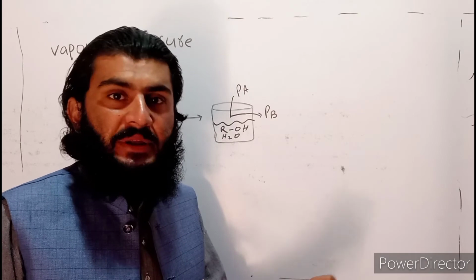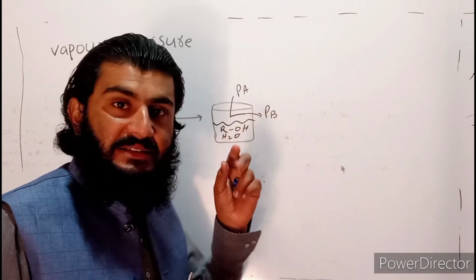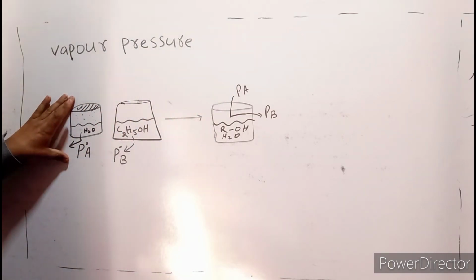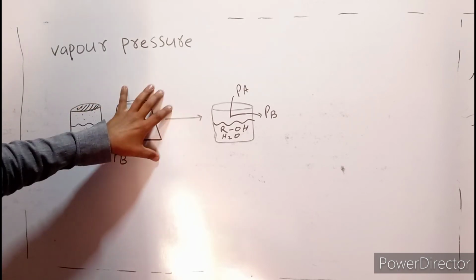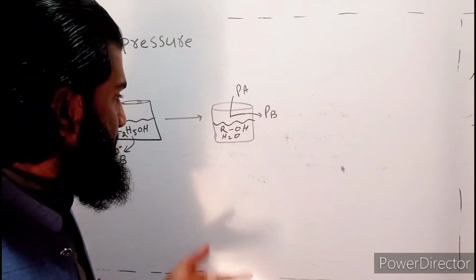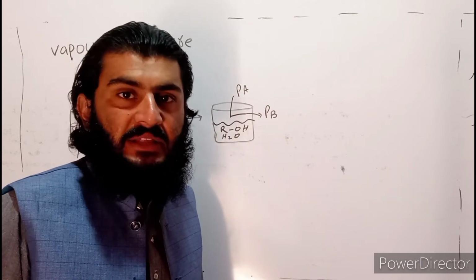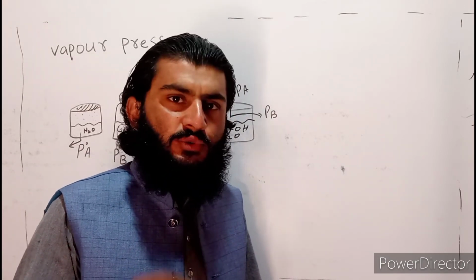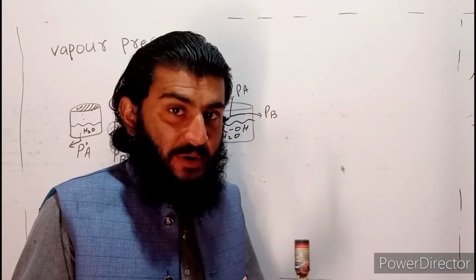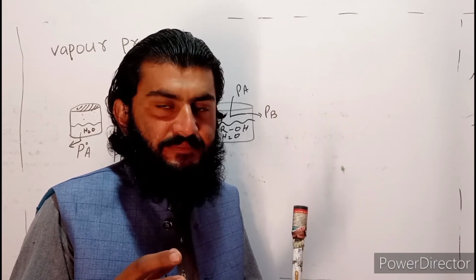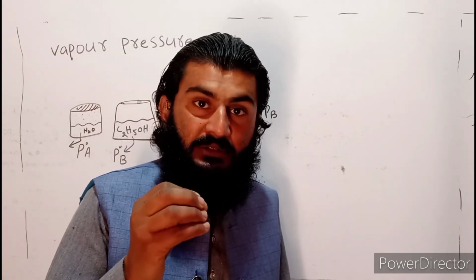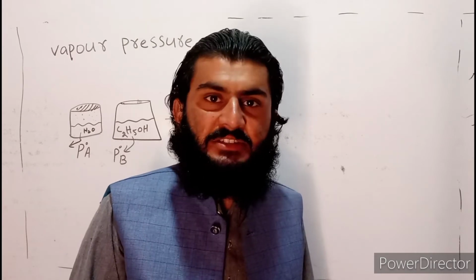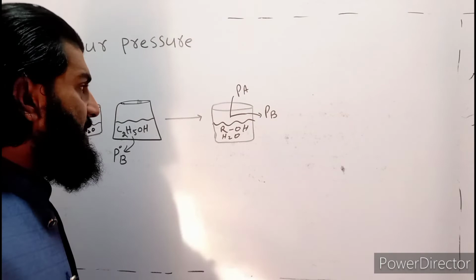How will we calculate the partial vapor pressure of any substance in a liquid mixture form? Clear? We can find the vapor pressure of any liquid in a pure form, but when we want to calculate the partial vapor pressure of any substance in a mixture, we apply Raoult's law as well as Dalton's law. First, remember that Dalton's law says the total vapor pressure of a mixture of different gases is equal to the sum of the partial vapor pressures of each gas. So here we apply both laws.